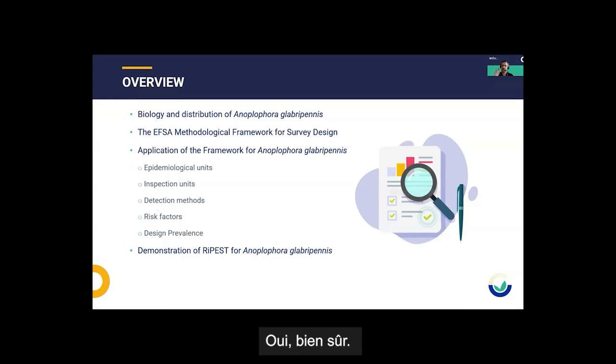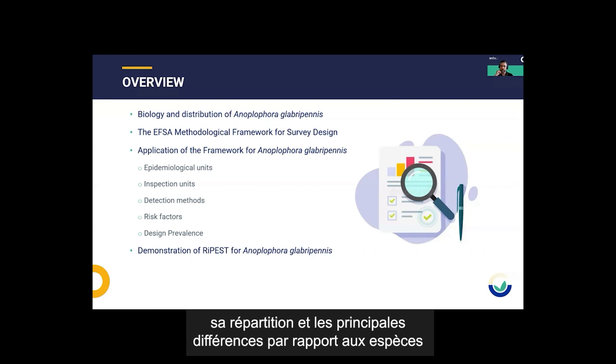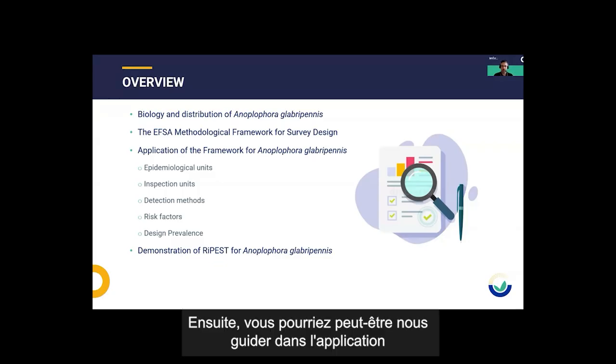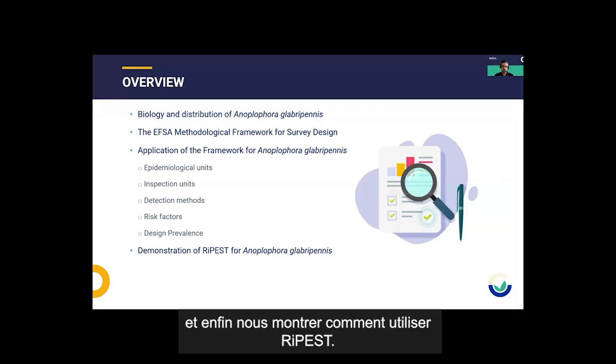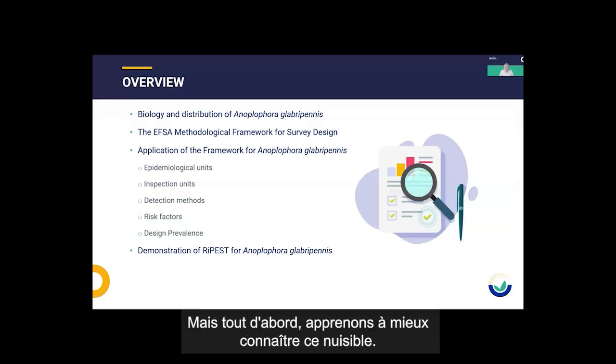Yes, of course. We could first take a look at the biology of this pest, Anoplophora glabripennis, its distribution and the main differences compared to species we discussed in previous webinars, such as Anoplophora chinensis. After that, perhaps you could guide us through the application of the EFSA methodological framework for survey design, and finally show us how to use RIPEST. Does that sound good? Yes, sure. But first, let's get to know a little bit better this pest.